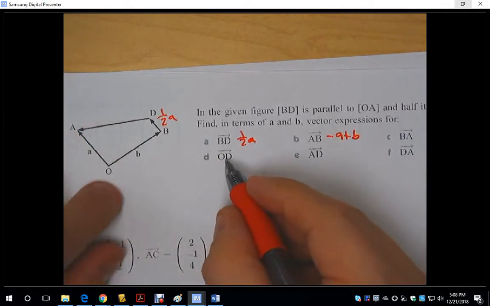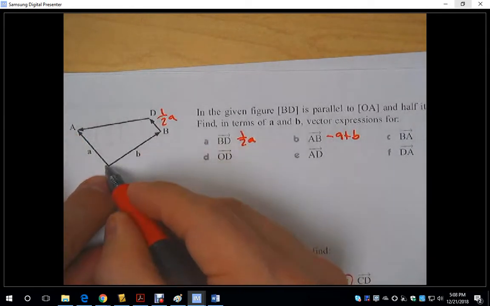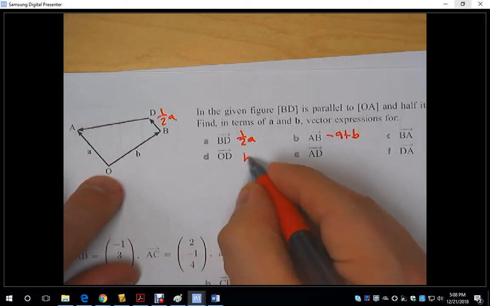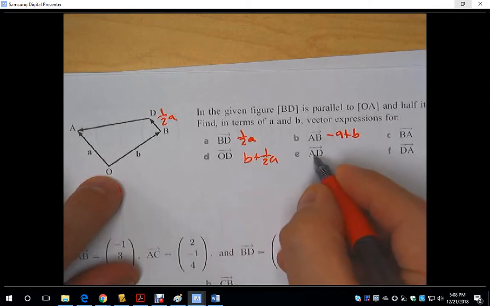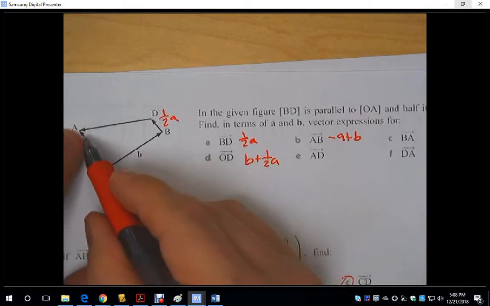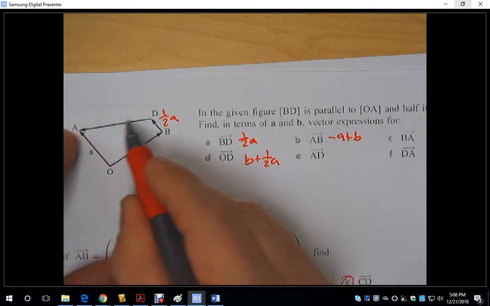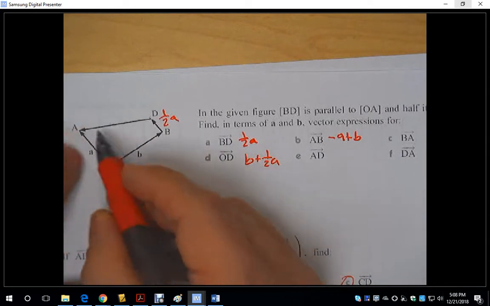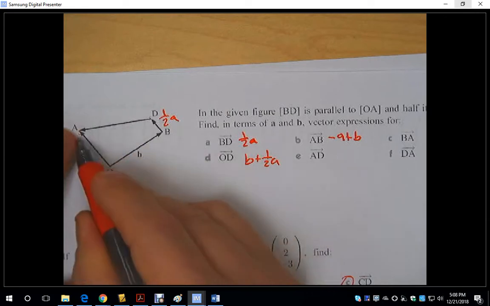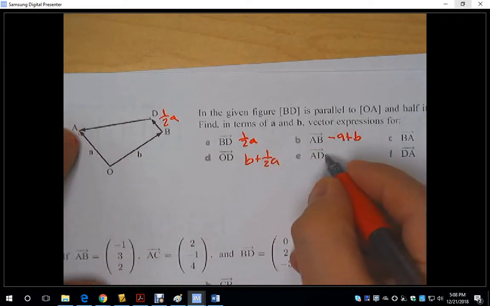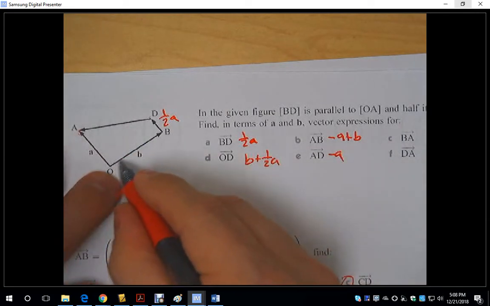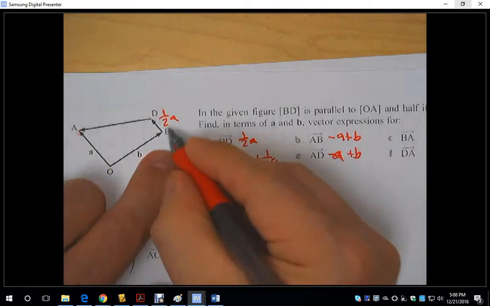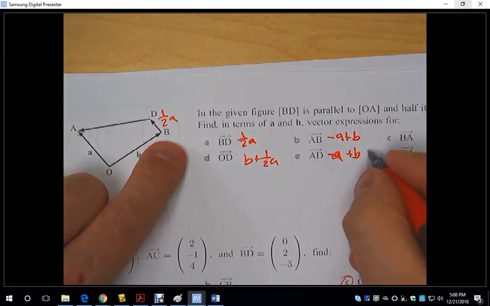Let's look at O to D. O to D would just be B plus 1/2 A. And A to D. I would have to do the opposite of A. If I'm going from A to D, I have to do the opposite of A, minus A. B is going in the right direction, so plus B. And then plus this 1/2 A.